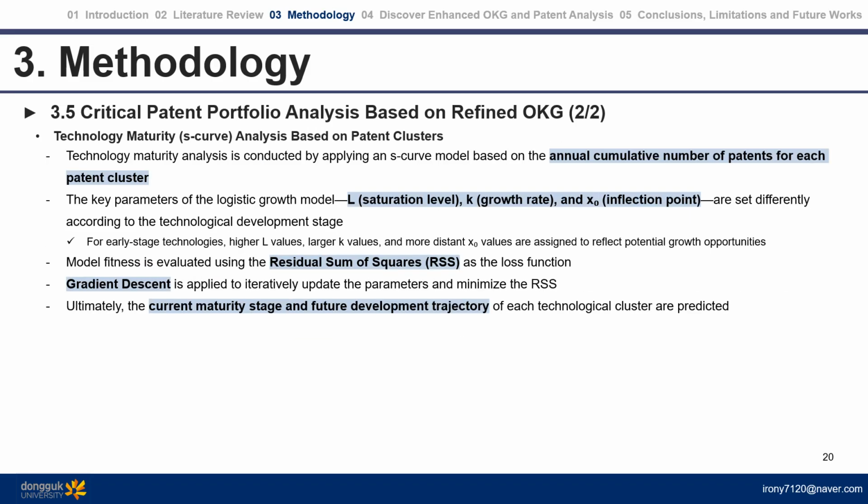Technology maturity analysis is conducted by applying an S-curve model based on the annual cumulative number of patents for each patent cluster. The key parameters of the logistic growth model are saturation level, growth rate, and inflection point. Model fitness is evaluated using the residual sum of squares as the loss function. Gradient descent is applied to iteratively update the parameters and minimize the RSS. Ultimately, the current maturity stage and future development trajectory of each technology cluster are predicted.